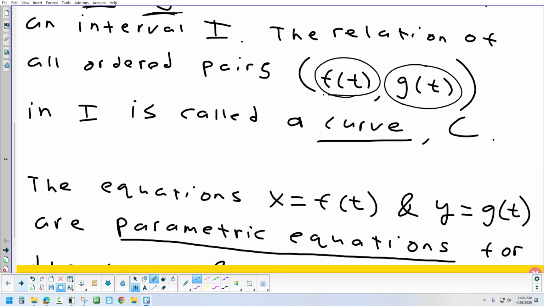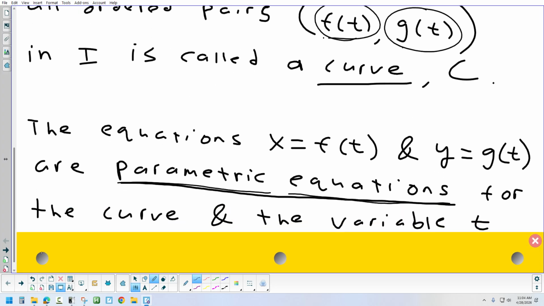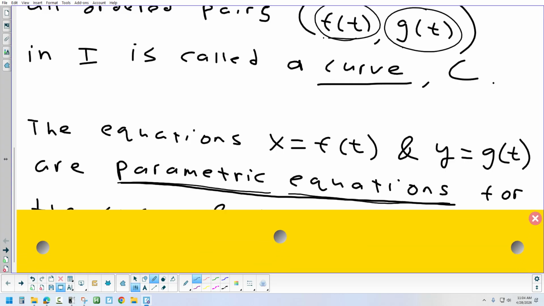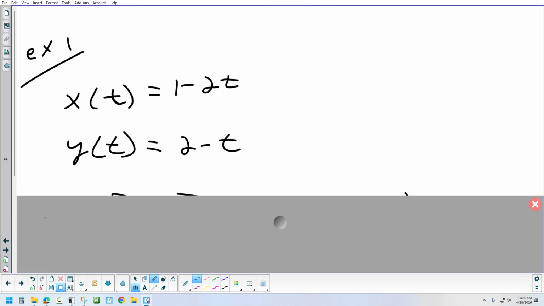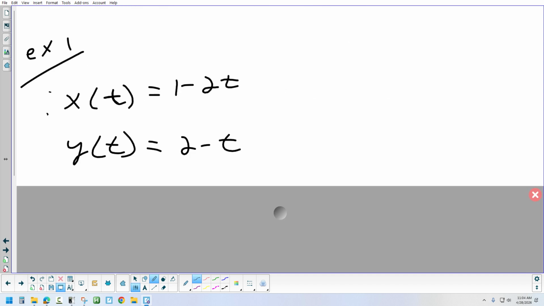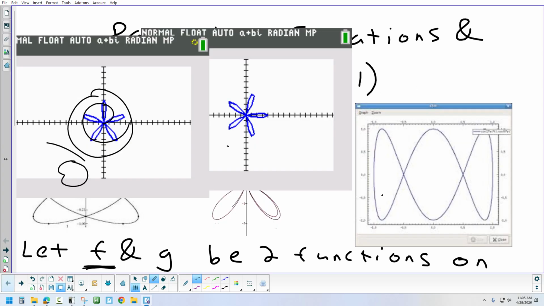So the 2 formulas that you type in are called parametric equations. You have one for X, and you have one for Y. When we do an actual problem, they'll give you a formula. Let me show you an example. Here's an example. Here's your X formula. Here's your Y formula. And notice, what letter are they using in each formula? T. Okay, they use the letter T.